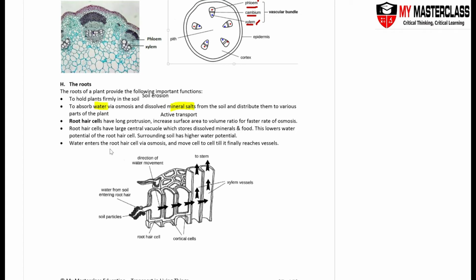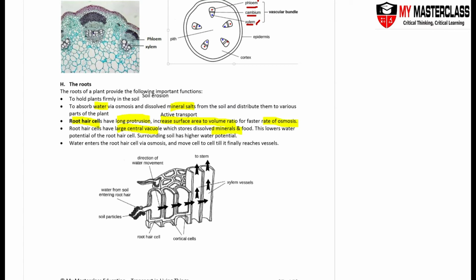Now, in terms of specialized cells, also a recap. Root hair cells have a long protrusion. The purpose of this long protrusion is to increase the surface area to volume ratio. Why is this important? Because I need a faster rate of diffusion. Since root hair cells absorb mineral salts and ions, they require a large central vacuole to store these minerals and food substances.